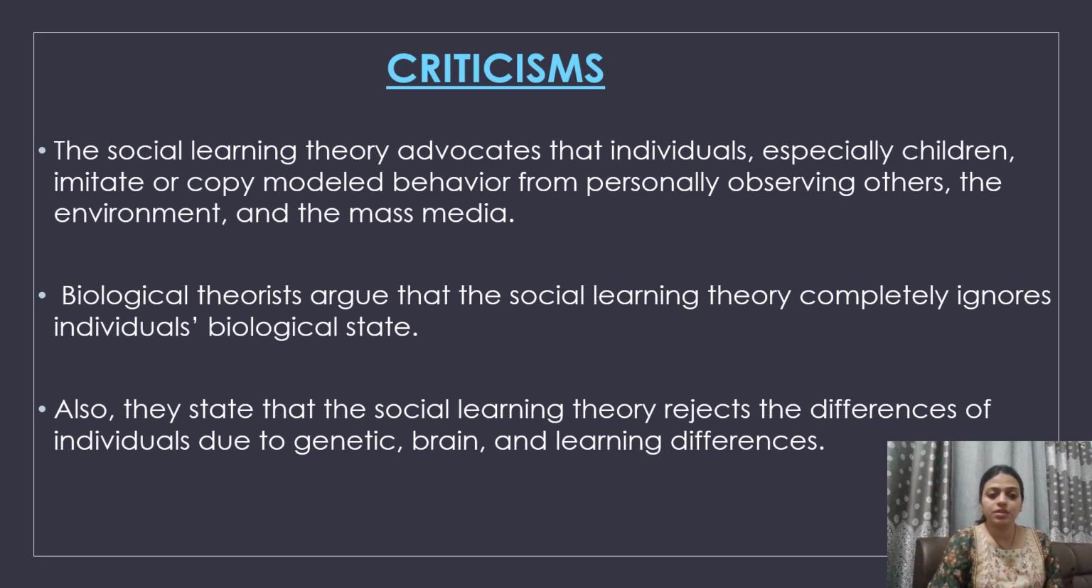Okay, so there are certain criticisms to this theory. The social learning theory advocates that individuals, especially children, imitate or copy modeled behavior from personally observing others, the environment, and the mass media. And the biological theorists argue that social learning theory completely ignores individuals' own biological state. Also, they say that this theory rejects the differences of individuals based on genetic, brain, and learning differences.